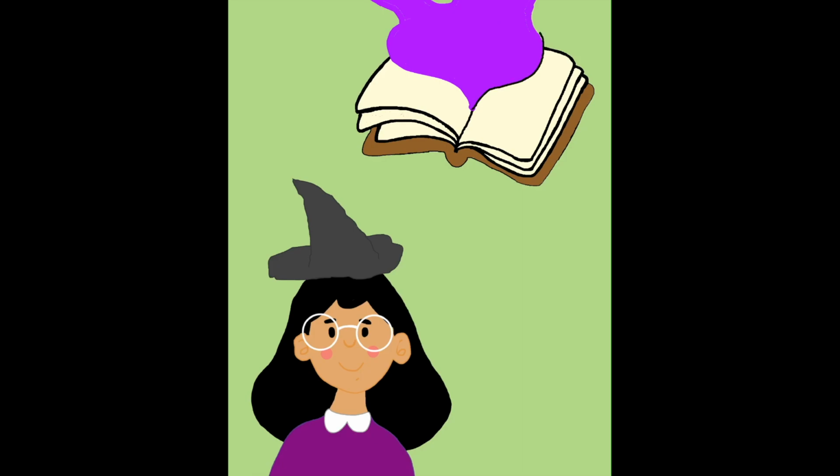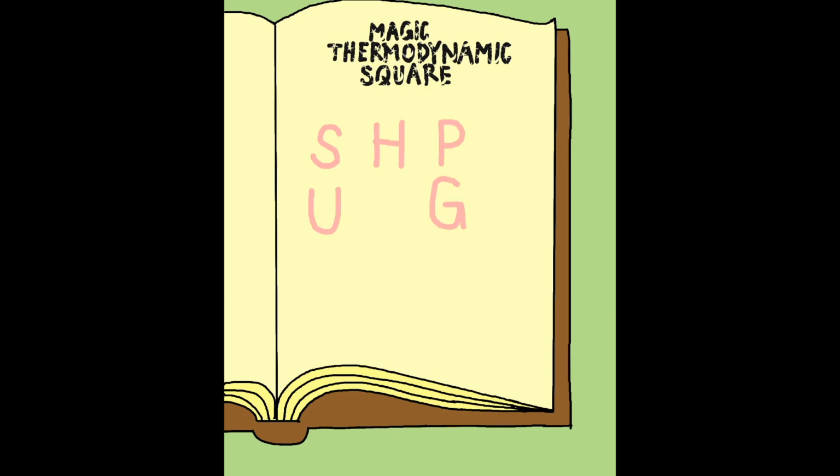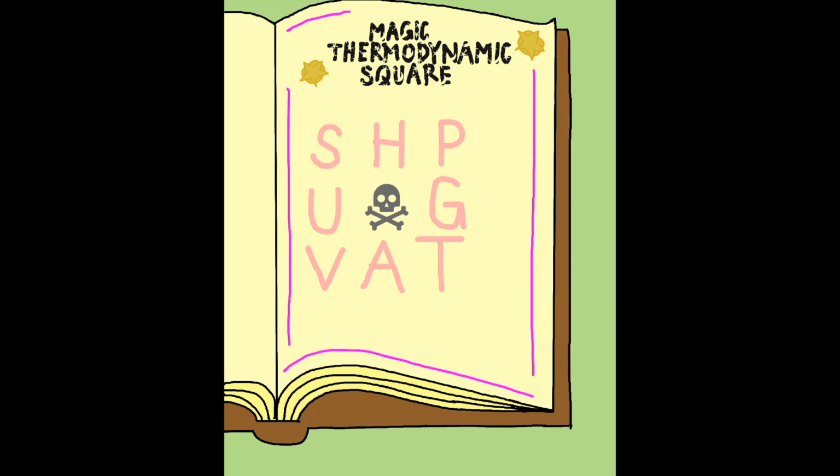Passed down through many generations of strong and powerful witches, this magic spellbook contains some of the witch world's best-kept secrets. What could possibly be so powerful that witches must keep it a secret, you may ask? Well, none other than the magic thermodynamic square, of course. This thermodynamic square is a mnemonic diagram that tells us about a series of spells that describe pretty much everything we would ever need to know about thermodynamics. Don't believe me? Let's take a look.